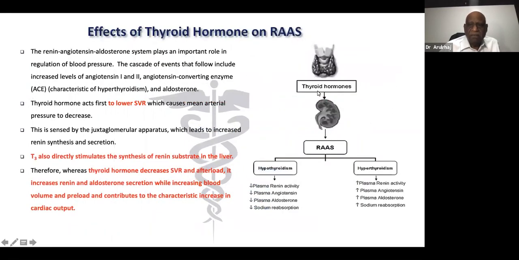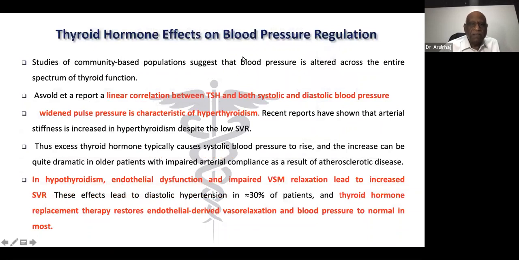On the RAS system, when thyroid hormone acts in hypothyroidism, all four are reduced: plasma renin activity, angiotensin, aldosterone, and sodium reabsorption. In hyperthyroidism, all are increased. Thereby, the systemic vascular resistance and afterload are altered. Thyroid hormone effects on blood pressure regulation. As we said, thyroid controls the vascular smooth muscle. It makes it relax. When it is deficient, the vascular smooth muscle does not relax and the SVR goes up. Not only that, endothelial dysfunction is also there. Thereby, it leads to loss of blood pressure control.